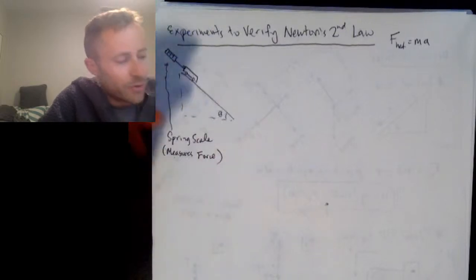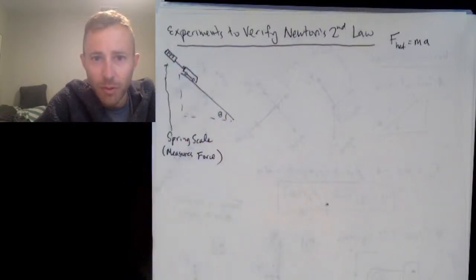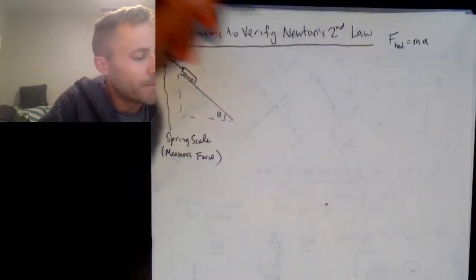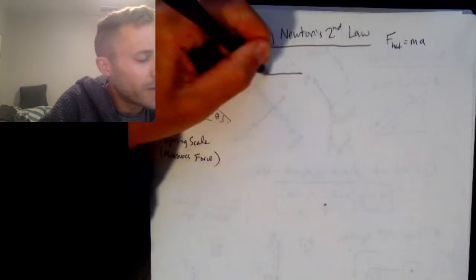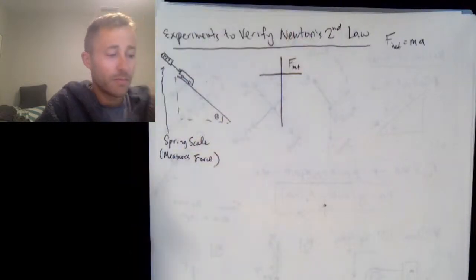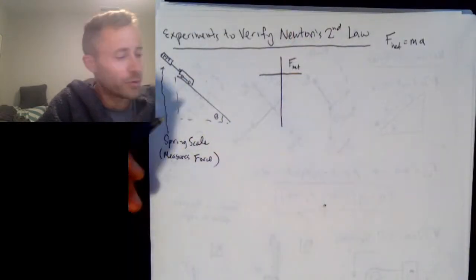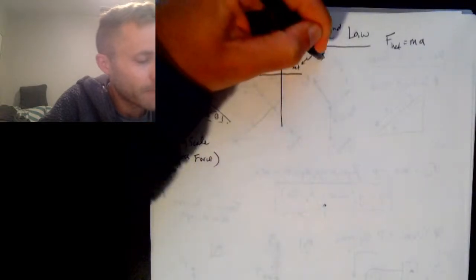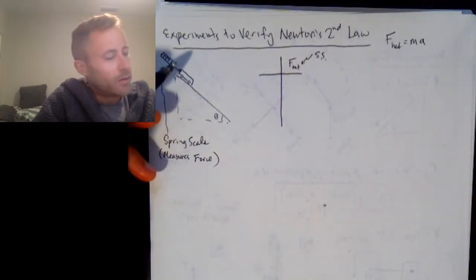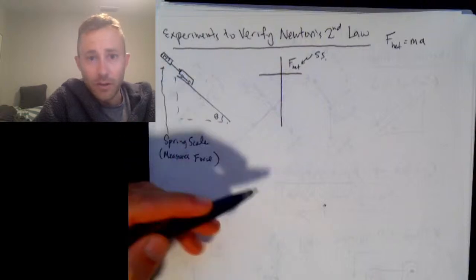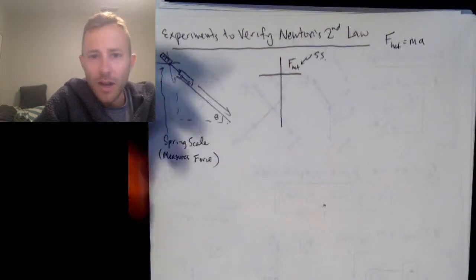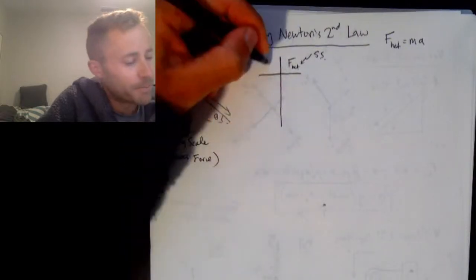So basically what that's doing is it's telling us how much force is pulling this cart down the incline. So we would have a measurement of net force, because that comes from the spring scale. And then once we've done that, we would let the cart roll down the incline. So we remove the spring scale, we let it roll down the incline, and we time how long it takes to get to the bottom.